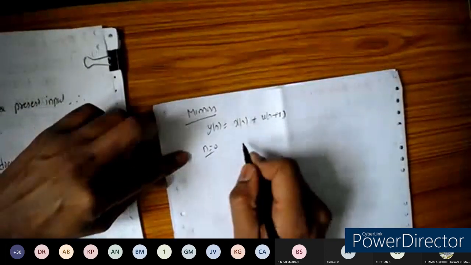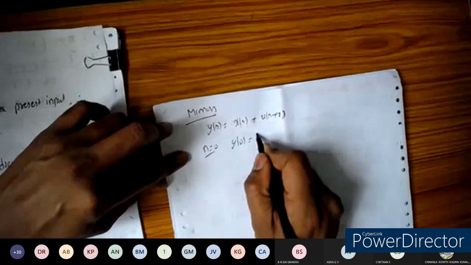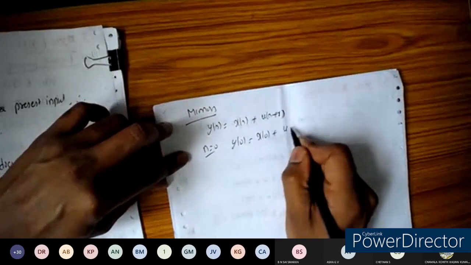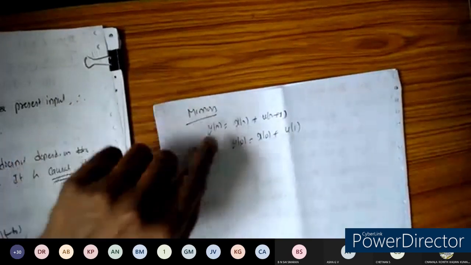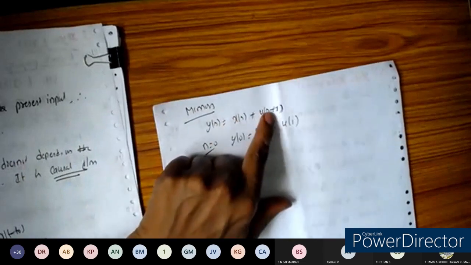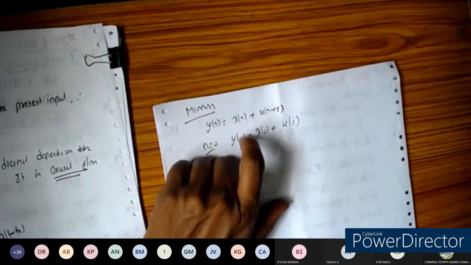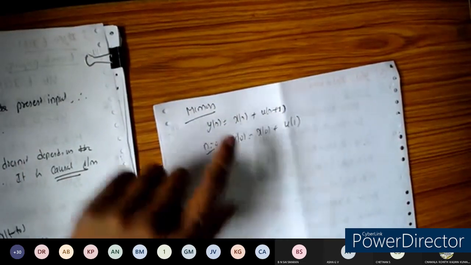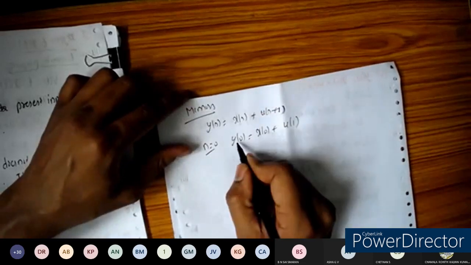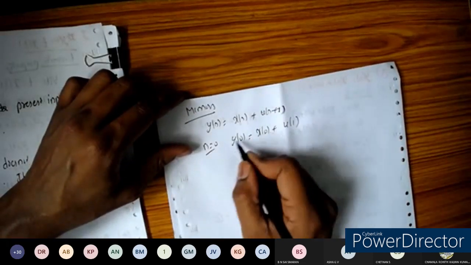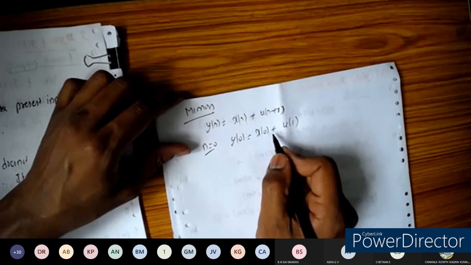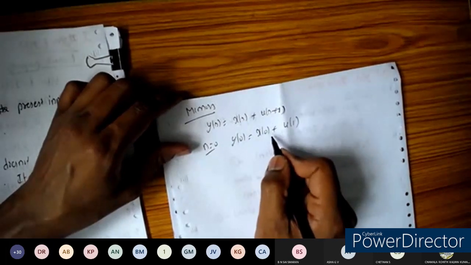If we substitute n is equal to 0, it becomes y of 0 is equal to x of 0 plus u of 1. This is the input signal, and this is some extra constant we are adding here. So we can say the present value of the output depends on the present value of the input, so the system is said to be a memoryless system.